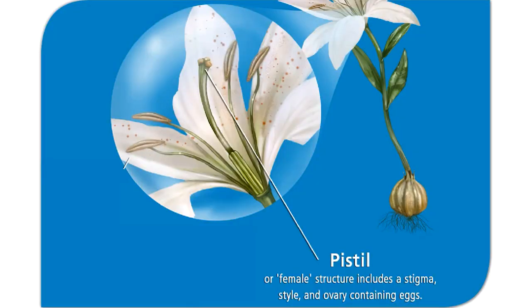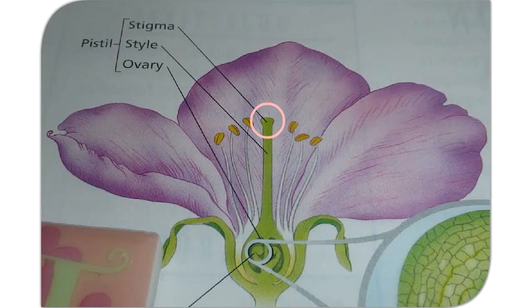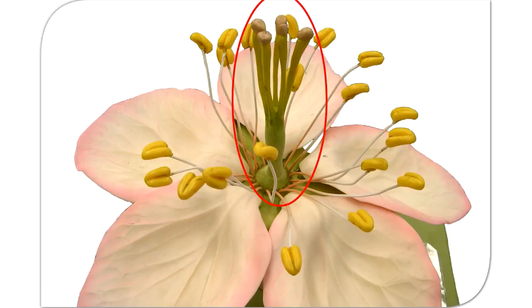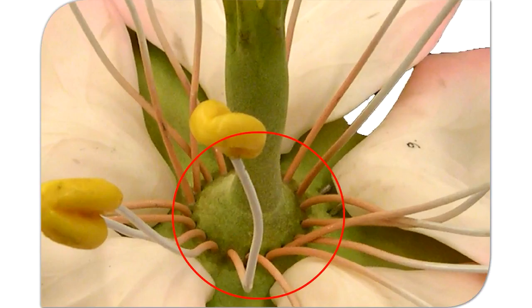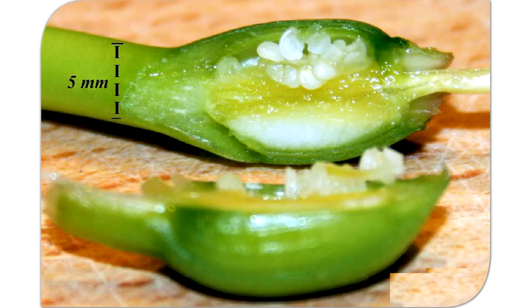Pistil, also called the carpel, is the female reproductive organ of the plant. It consists of a top sticky part called the stigma, a tube-like center part called the style, and a smaller bottom called the ovary. The style connects the stigma to the ovary. The ovary contains the ovules. Each ovule contains only one female gamete called egg.